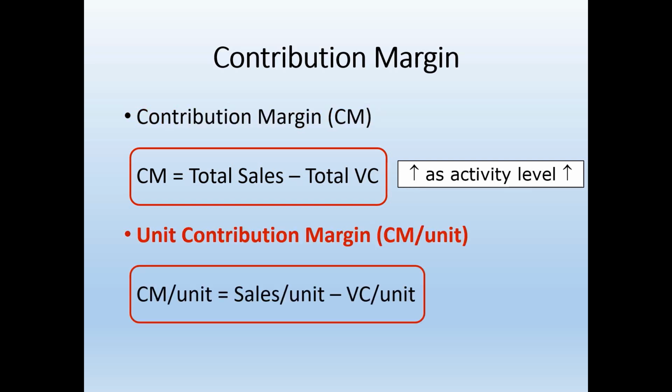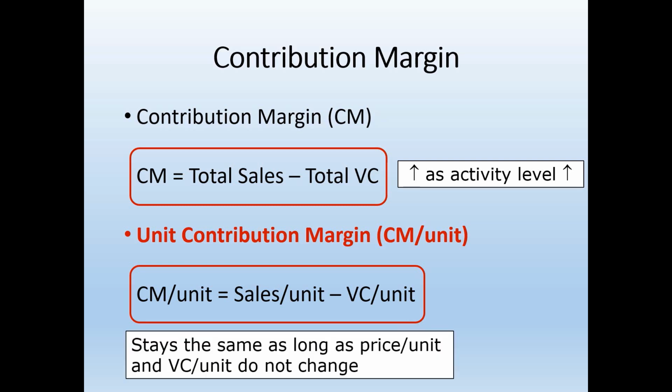Unit contribution margin is the difference between the sales revenue per unit and the variable cost per unit. That is, how much each unit contributes to firm profitability after it has covered its own variable cost. Therefore, contribution margin per unit is going to stay the same as long as the selling price per unit doesn't change and the variable cost per unit doesn't change.